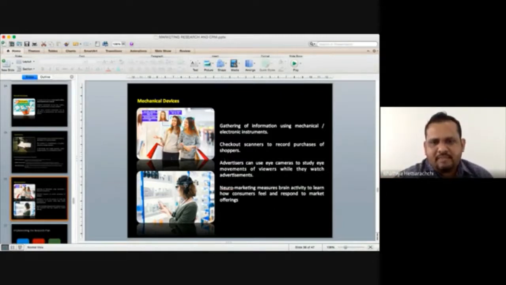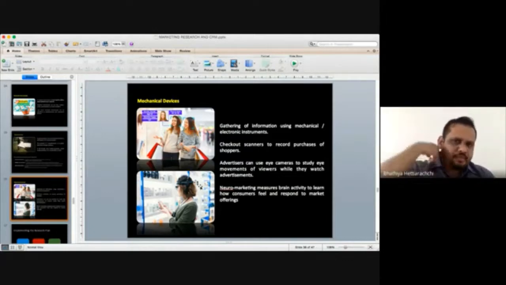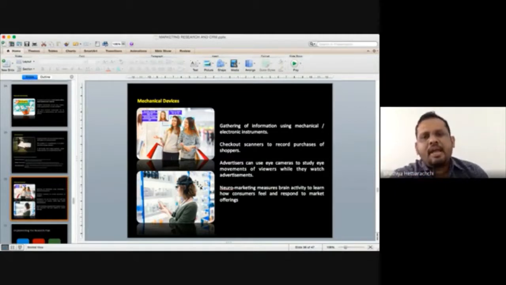Now again, this is a mechanical device which they wear to go and see brands, and you can see their eye movements, their thinking patterns, and the brain signals when they are trying to choose products, and when they look at different types of products, right? So these are mechanical devices which are used to understand shoppers, right? For example, checkout scanners to record the purchases of a shopper. Advertisers can use eye cameras, right, to study eye movements of viewers while they watch advertisements.